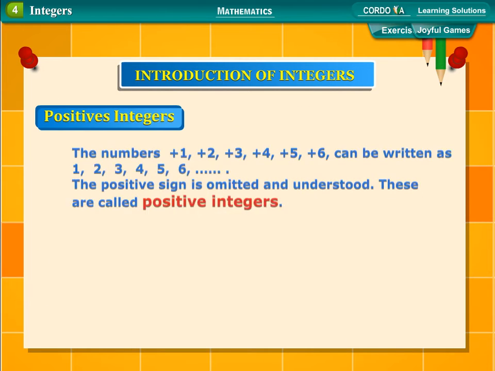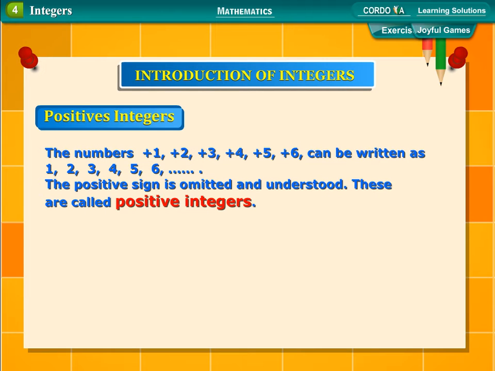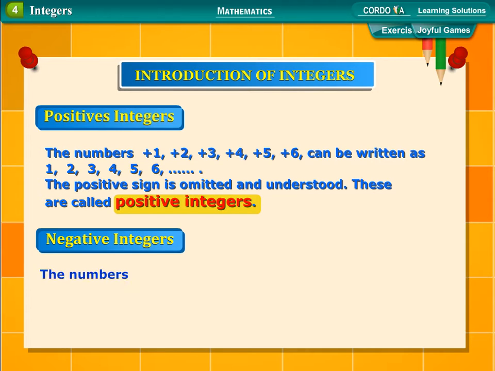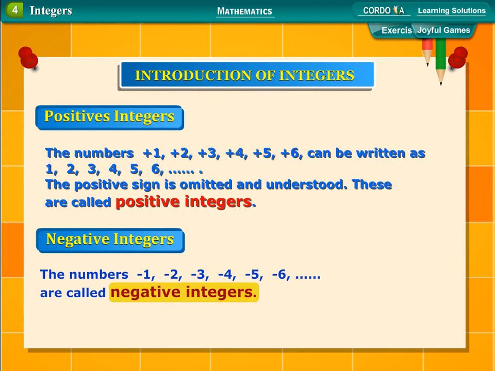Positive integers: the numbers plus 1, plus 2, plus 3, plus 4, plus 5, plus 6 can be written as 1, 2, 3, 4, 5, 6. The positive sign is omitted and understood. These are called positive integers. Negative integers: the numbers minus 1, minus 2, minus 3, minus 4, minus 5, minus 6 are called negative integers.